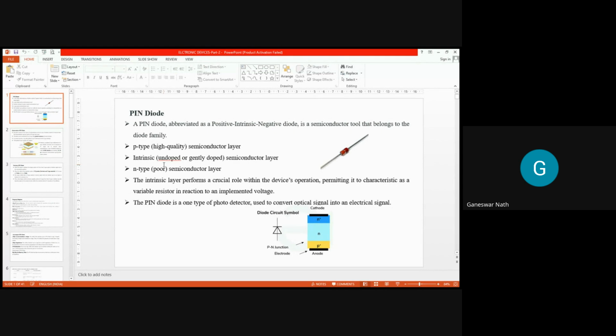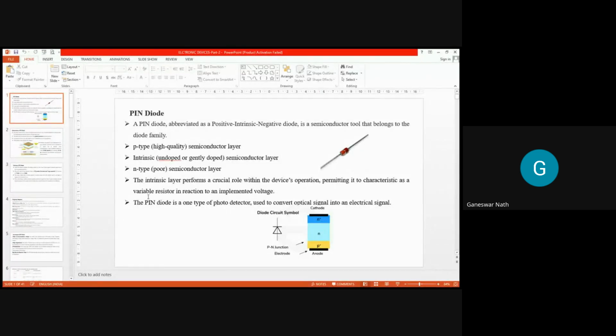The intrinsic layer performs a crucial role within the device operation, permitting it to function as a variable resistor in response to an applied voltage. That is why the name PIN has special importance, because it creates more charge carriers by the flow of current from the P type to the N type. So this PIN diode is one type of photodetector used to convert optical signal into electrical signal.